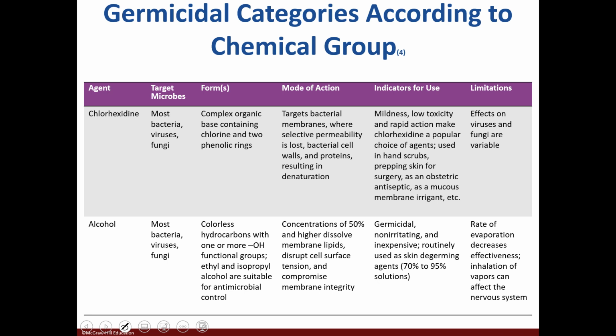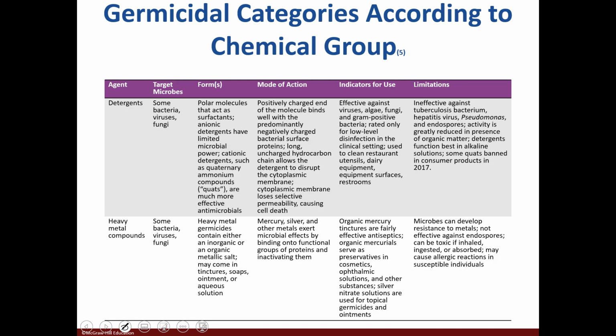It's found in hand scrubs to prepare for surgery. Alcohols target most microbes and dissolve membrane lipids. It is used in degerming agents. Detergents target some microbes and affect proteins and the cell membrane. They are used in the clinical setting as a disinfectant.